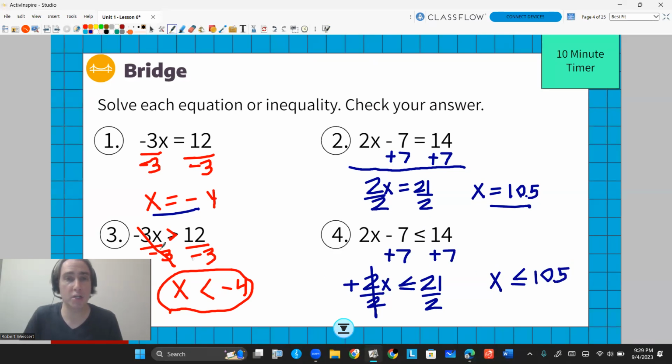So we only change it when it's a negative. We flip the direction, okay? So a little bit of a memory jog from solving inequalities back from a previous time. All right, go ahead and go on to the warm-up down below on page 66.